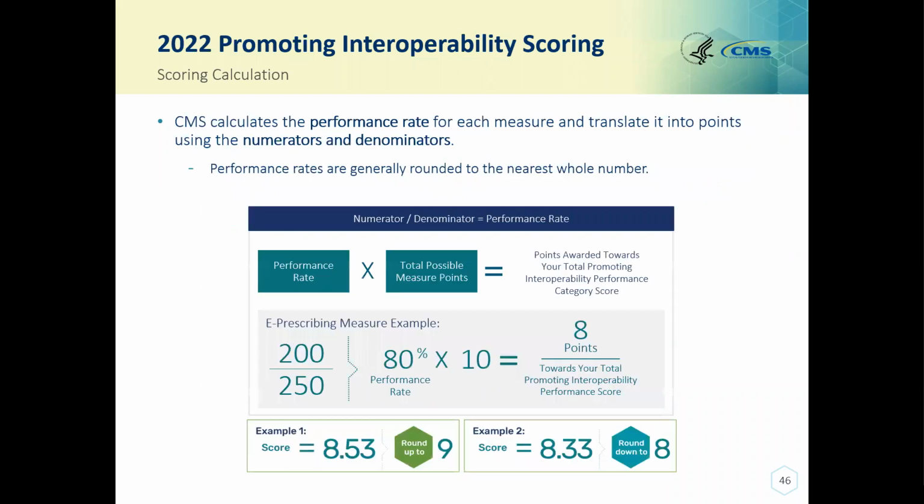Next slide, please. Okay. So the way we calculate, this is an example based on e-prescribing, where the clinician submits a numerator of 200 and a denominator of 250. That gets you to a performance rate of 80. And since the measure is weighted at 10, you would be earning 8 points out of the 10 points for e-prescribing. And we do follow these rounding conventions.